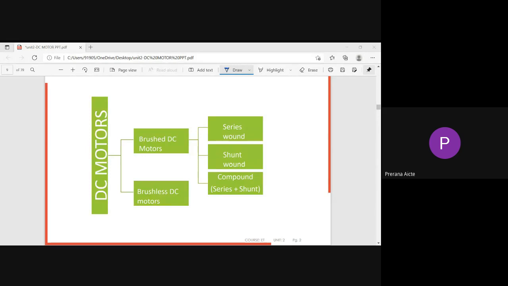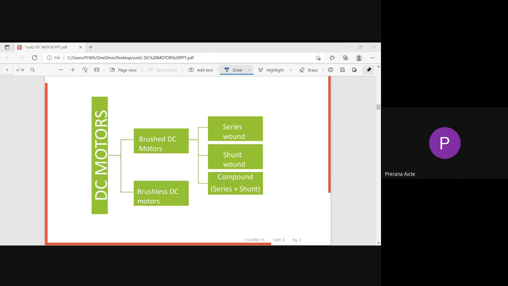As previously we studied different types of DC generator, similarly we have separately excited DC motor and self-excited DC motor. In self-excited DC motor, there are three types: series wound DC motor, shunt wound DC motor, and compound wound DC motor. Compound means a combination of series and shunt.